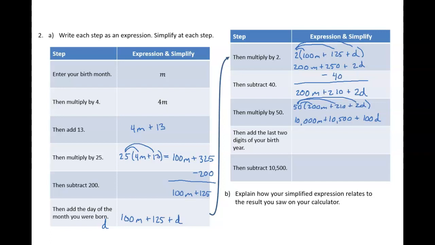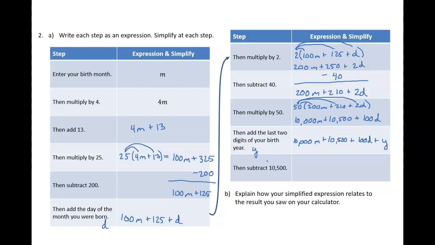Our next step is to add the last 2 digits of your birth year. That sounds like another unknown to me. We're going to have to assign a variable. How about y? y for year. So now we just add that onto the end. 10,000m plus 10,500 plus 100d plus y. We just add y right onto the end.